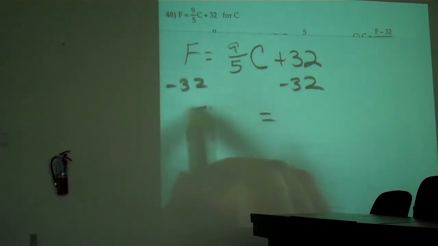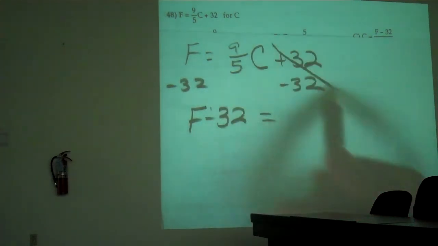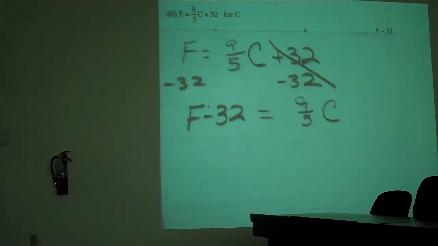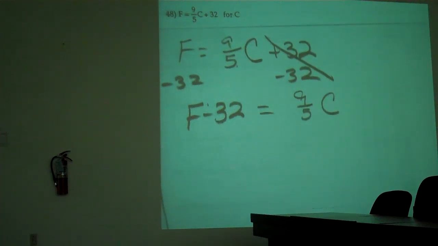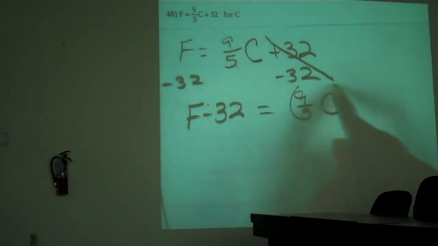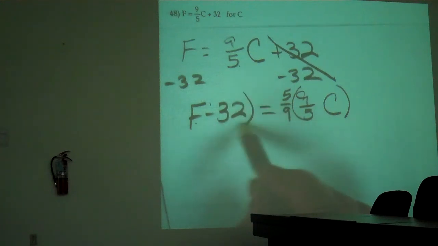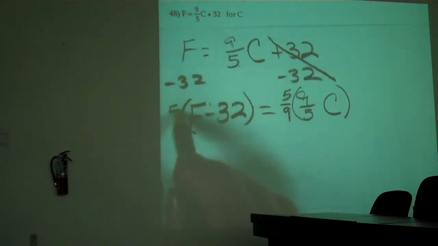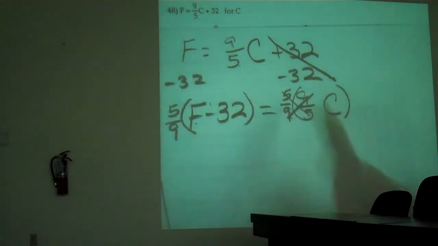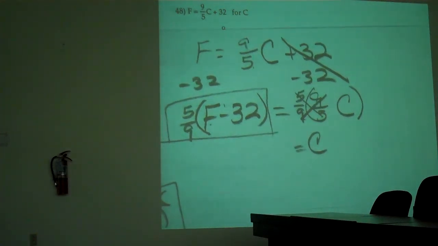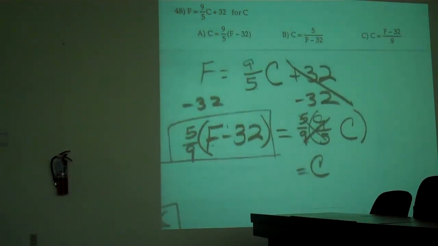So we have F minus 32 equals 9/5 C. Okay? What do we do to get rid of that fraction? Multiply by the reciprocal. Okay, not just the F, the whole thing. Times 5/9. So you have C equals 5/9 times F minus 32 in parentheses. And that would be D.